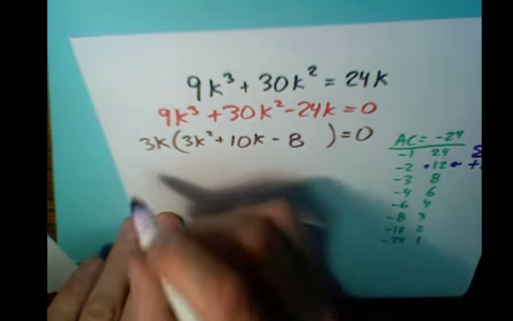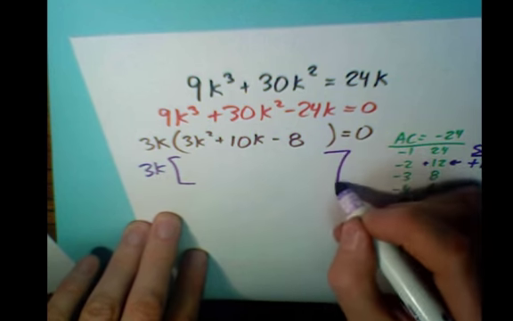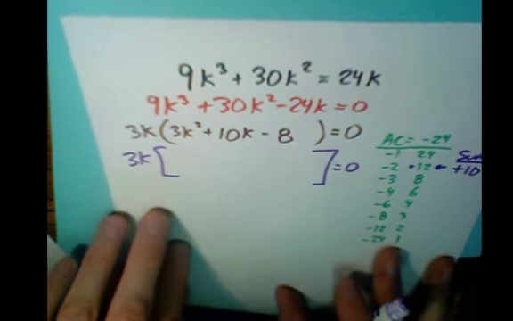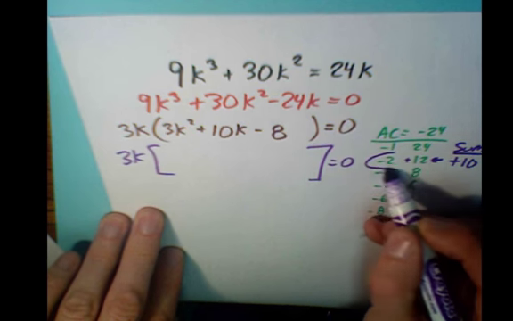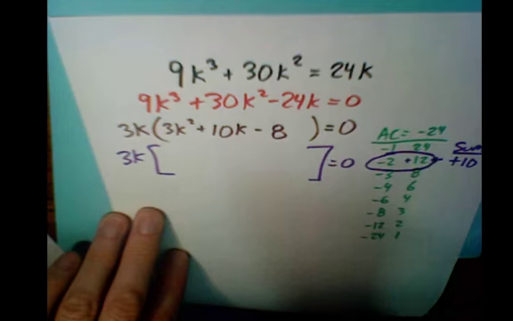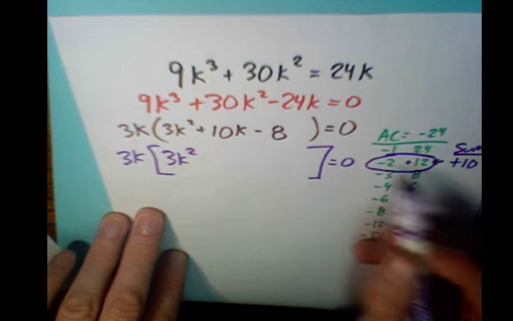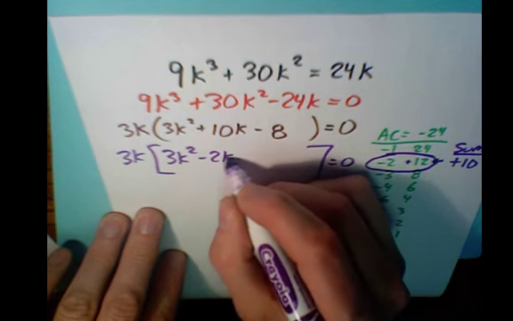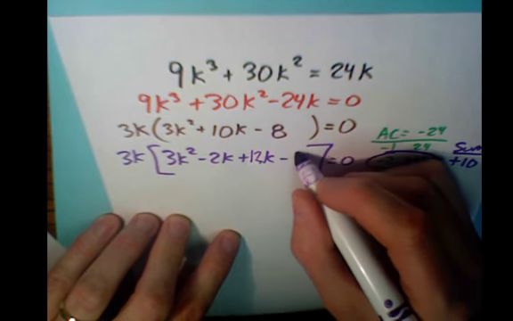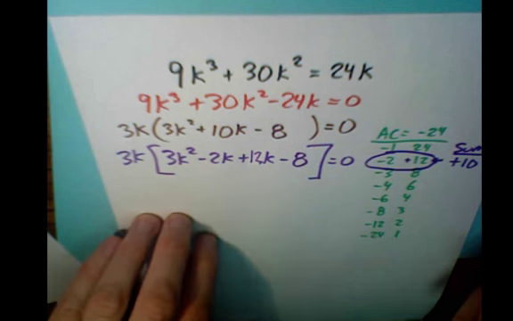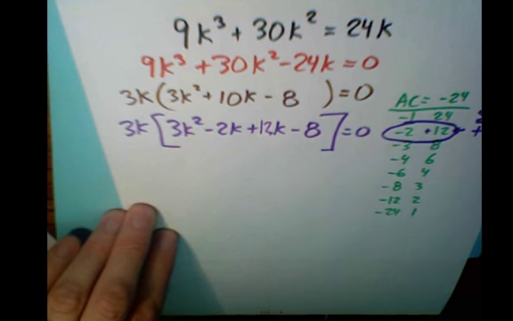I'm going to switch to brackets here. 3k, and now I'm going to put this whole thing in brackets. Let's break up this trinomial using this from the AC method. 3k squared, now plus 10k, we're going to break up into a minus 2k plus 12k minus 8. And now we're going to factor by grouping.